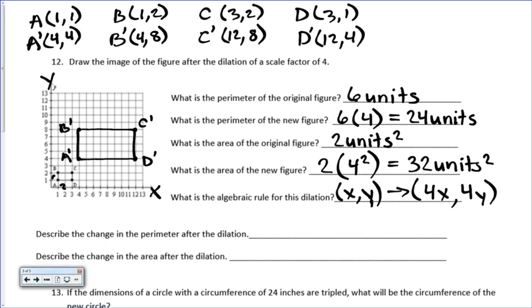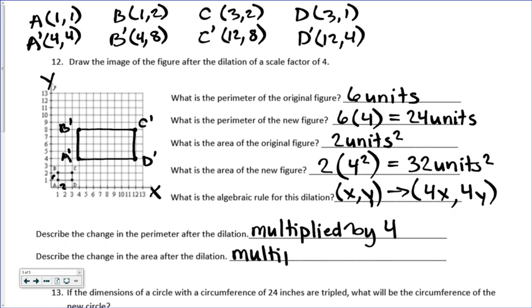Okay, we have a couple more questions. Describe the change in the perimeter after the dilation. Okay, you can say that it was multiplied by 4, or your scale factor. And then describe the change in area after the dilation. You're going to multiply by the scale factor squared. And in this case, our scale factor was 4. So 4 squared, and 4 squared is 16.